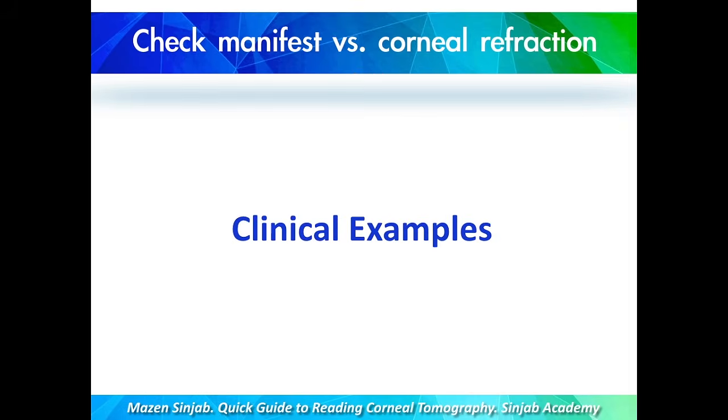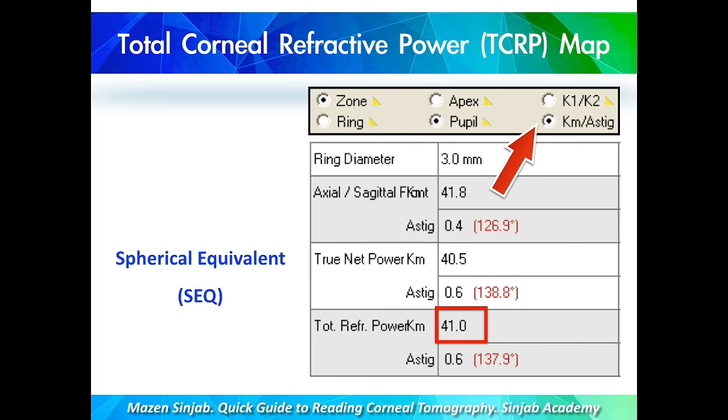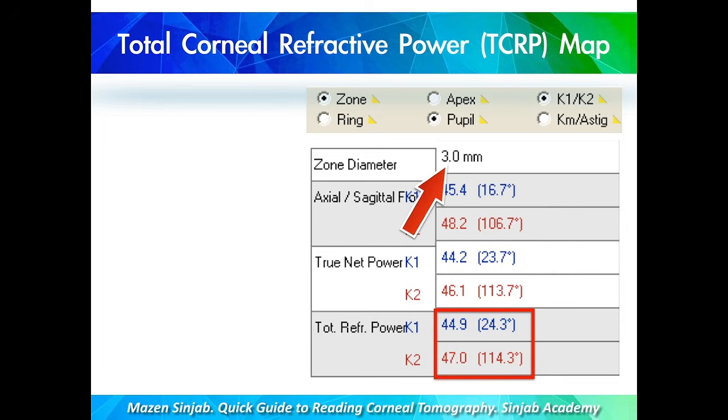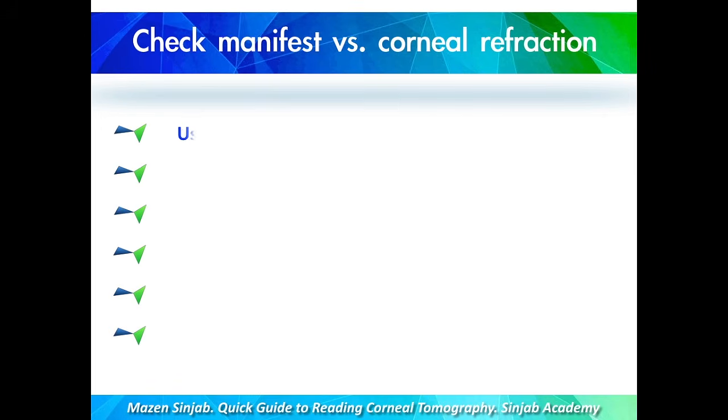Clinical examples. Now we are going to study the TCRP map in two ways. The first one is studying the mean K in order to see the spherical equivalent. And we can study both K1 and K2 when we have sphere and astigmatism. But in both cases, we have to use the 3 mm zone centered with the pupil center. And I'm going to follow this method.